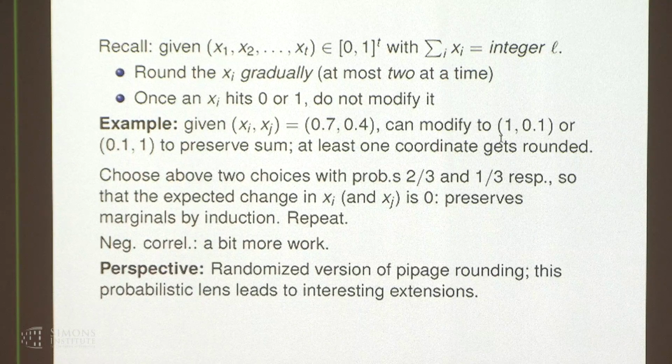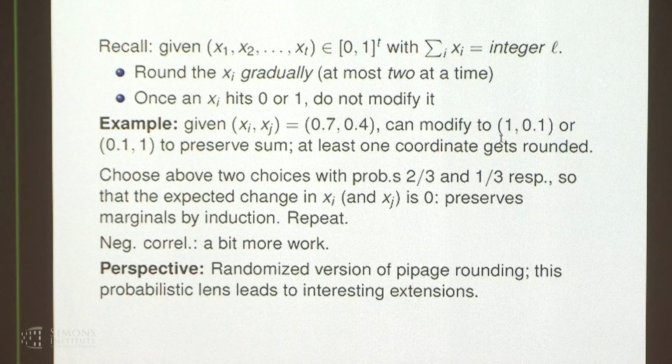So in this case, you can see that if you make the first choice with probability 2/3 and the second with probability 1/3, if you look at the first coordinate, 0.7, with probability 2/3 it becomes 1. With probability 1/3 it will become 0.1. So its expected value is the same as before, which is 0.7, and similarly for 0.4. Right? So there is a unique probability with which you can make these 2 choices such that in expectation the value doesn't change. And once you have this, then by a straightforward induction, the marginals are preserved. That's easy. The negative correlation just takes a little more work, so it's also not very hard, right?